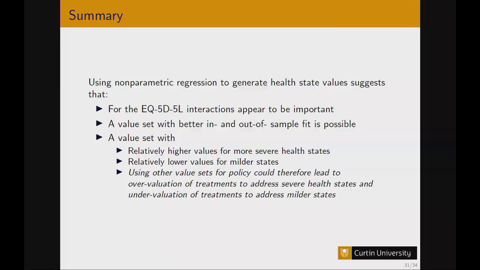And the value set that is produced gives relatively higher values for more severe states, so less bad, and relatively lower values for milder states. We're compressing the range of values somewhat when we use this nonparametric approach. So that would suggest also that these parametric models are a little bit more sensitive to the tails of the data. So using these other value sets for policy could lead to over or undervaluation of treatments. If we were to use a particular form for a value set and use all of those values, we might value states quite differently.